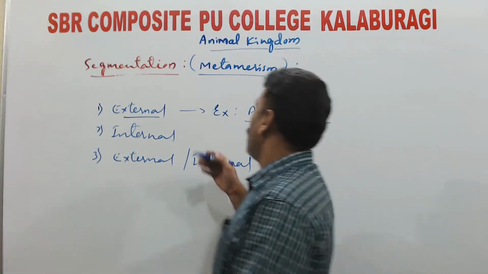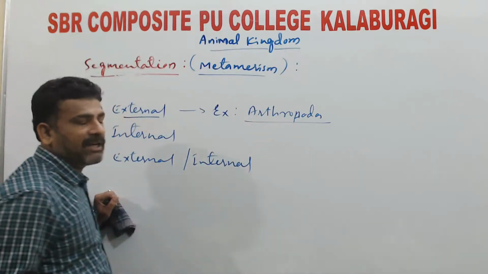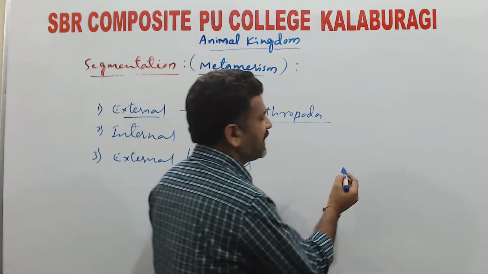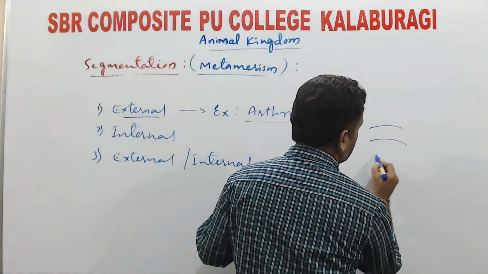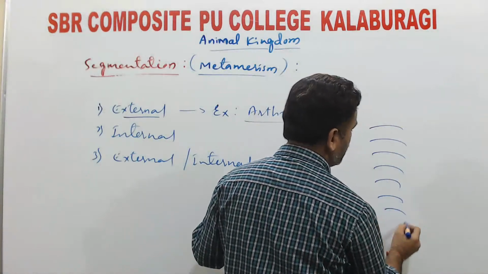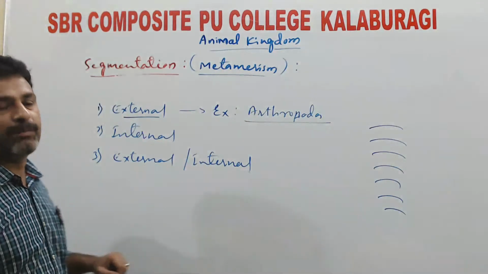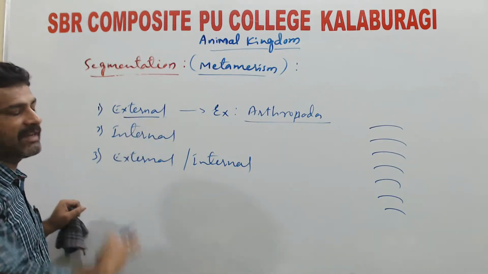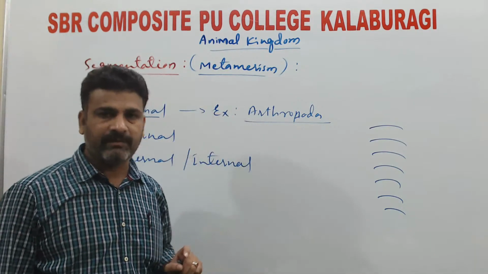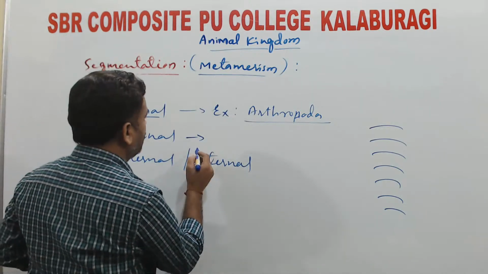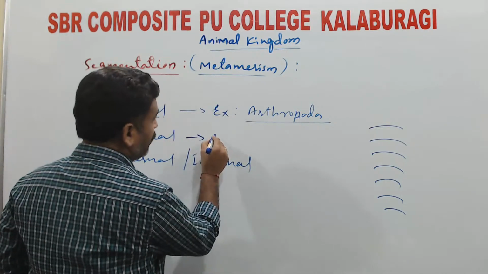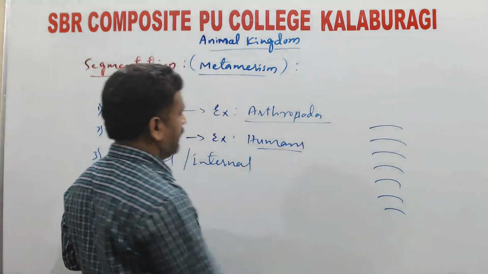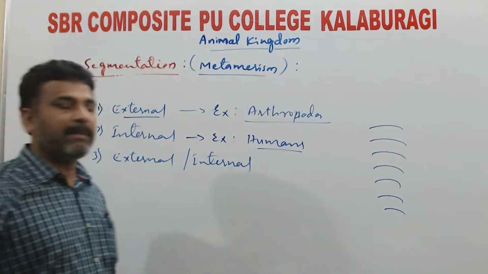So we are going to observe only external segmentation here, external metabolism here. Externally, we are differentiating the body into different parts. Like these segments, we are going to observe externally in this group of organisms, not internal. Internal segmentation you cannot observe in arthropods. But in case of human beings or mammals, internal segmentation is there, internal metabolism is there.